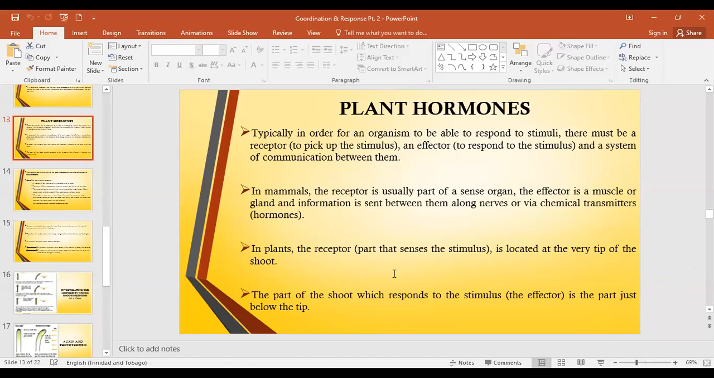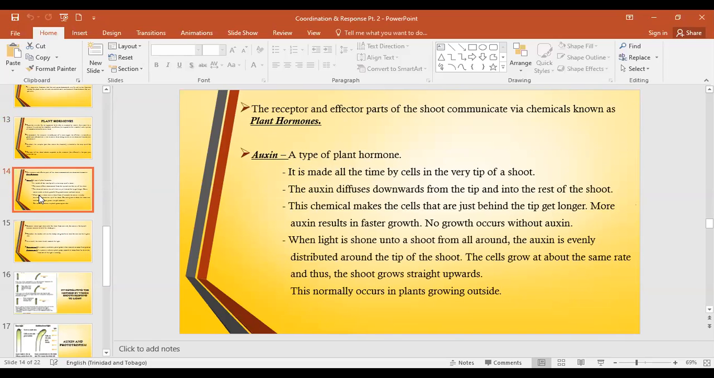So at the tip, you get the sensors to sense the stimulus, but just under the tip now, you have the effectors, which would be able to allow the plant to grow in a particular direction. All right. Now, what is responsible for the plant reacting accordingly is a particular hormone that is called auxin. This is your plant hormone. We have chemical impulses, but plants have auxin, and this is produced naturally at the tip of the shoot.